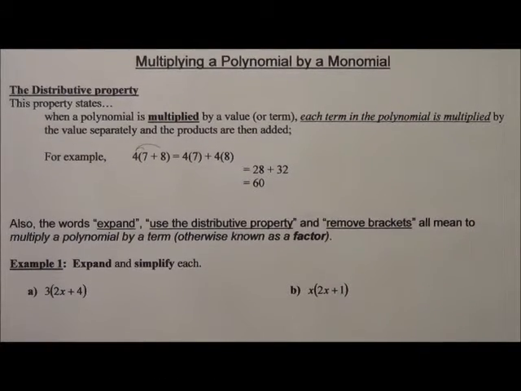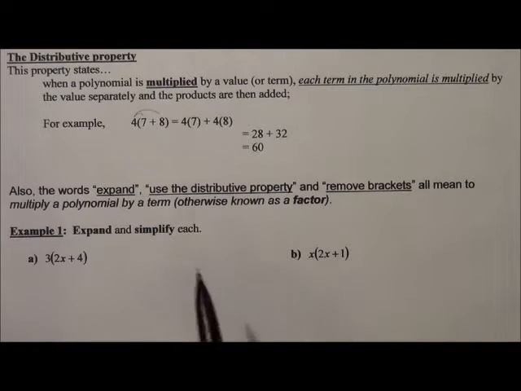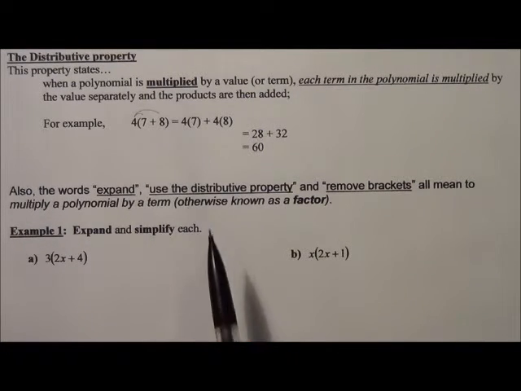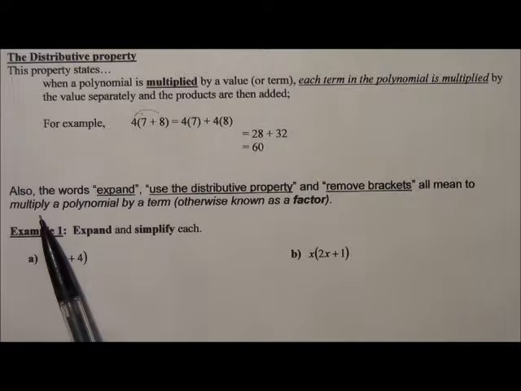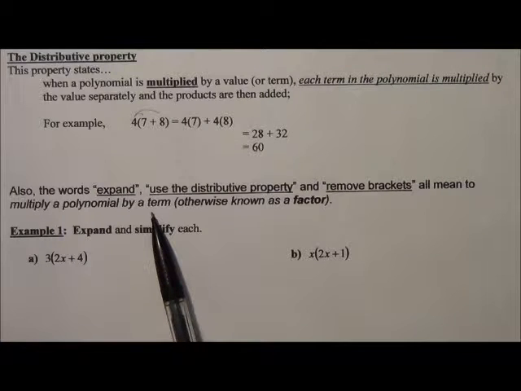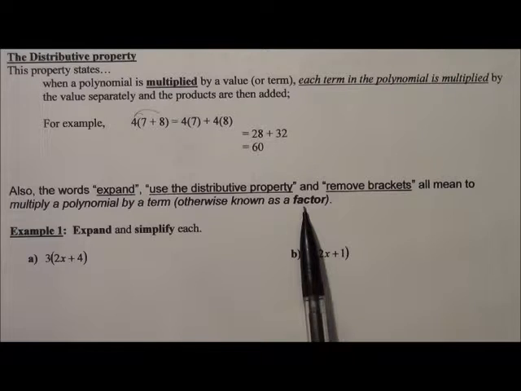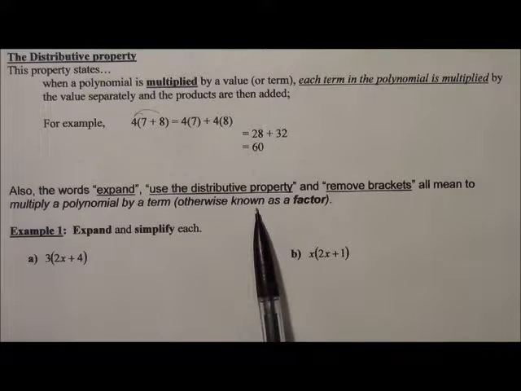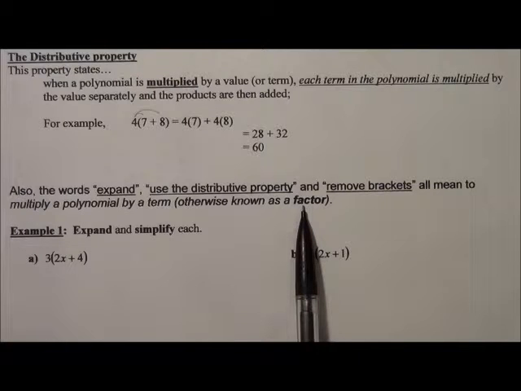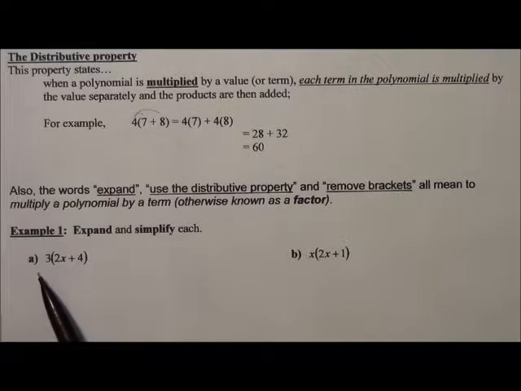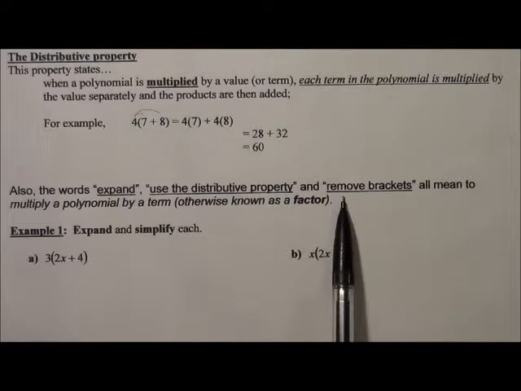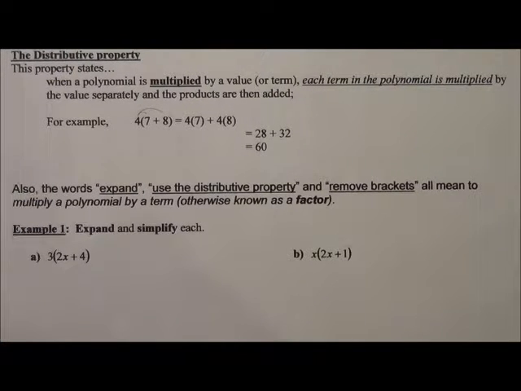Okay, we can also see this and refer to it as expansion. So we can expand a set of brackets, or use the distributive property and remove the brackets, which all means to multiply a polynomial by some term, which is also called a factor. And usually, in this case, anyways in grade 9, we'll say that that factor is basically a monomial. So what we're going to do is distribute, and when we distribute by multiplying, by expanding, we then remove the brackets so that we can, if we need to, collect like terms quite easily.